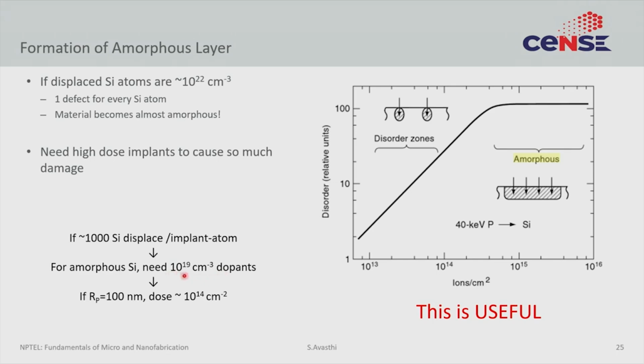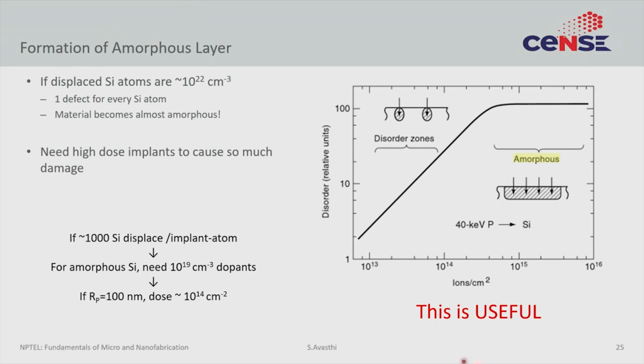And for around 10 to the power 19 dopants, you need 10 to the power 14 dosage at a penetration depth of around 100 nanometers. So, a penetration depth of 100 nanometers and a dosage of around 10 to the power 14 will give you 10 to the power 19 dopants. So, at around 10 to the power 14 dosage, you do tend to get overlapping disordered zones and start getting amorphous silicon.